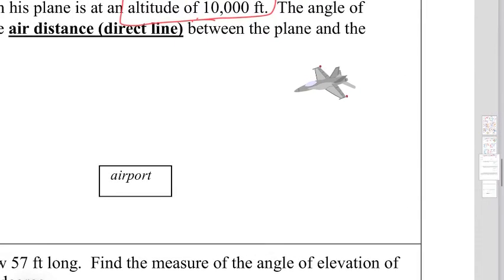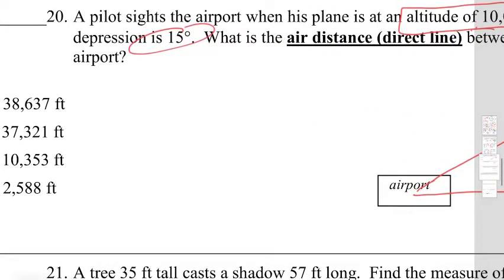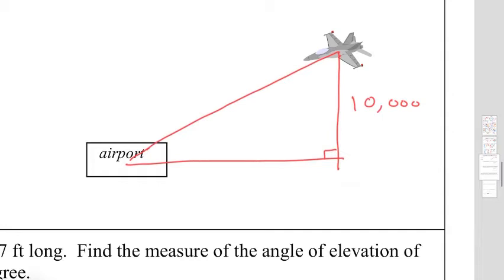I'm going to zoom into the diagram so we can take a better look at it. Here's the airport. Here is the airplane. Here's the direct sight. Altitude would be perpendicular to the ground, or the base, and they're telling me that is 10,000. They're also telling me that your angle of depression is 15 degrees. Depression means it's the pilot looking down, and that itself is 15 degrees.